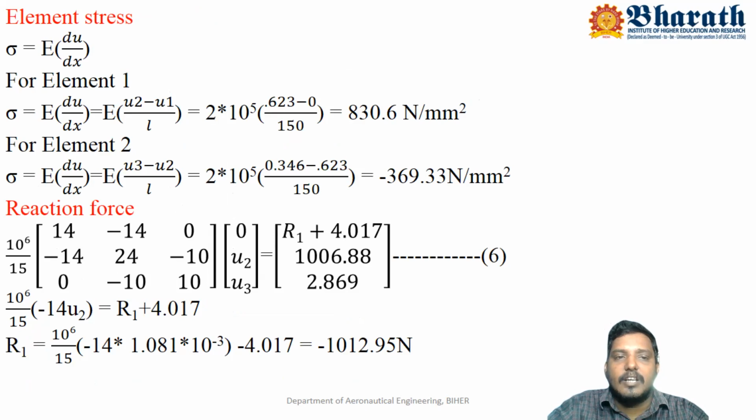For element stresses, how can you calculate? Sigma is equal to E times du by dx. We have to apply this equation, then we will get the element stress for elements 1 and 2. If we go for element number 1, sigma is equal to E into U2 minus U1 divided by L. Then we will get 830.6 Newton per mm square.